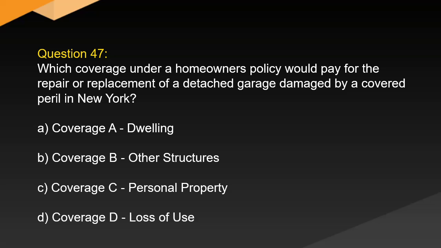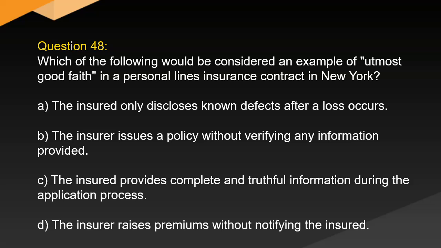Question 47. Which coverage under a homeowner's policy would pay for the repair or replacement of a detached garage damaged by a covered peril in New York? A. Coverage A, dwelling, B. Coverage B, other structures, C. Coverage C, personal property, D. Coverage D, loss of use.